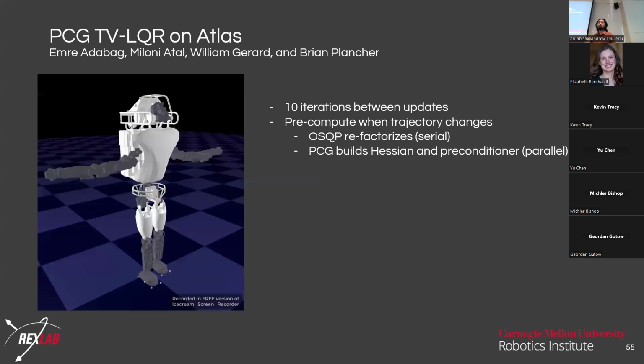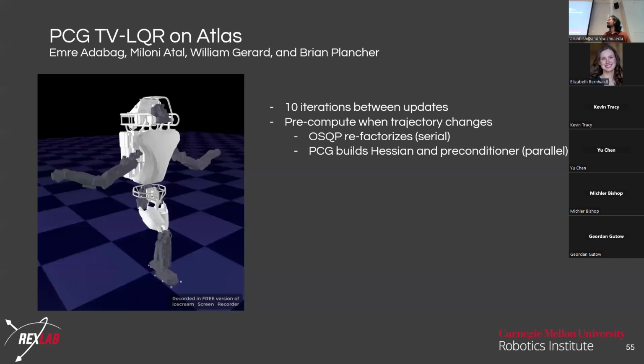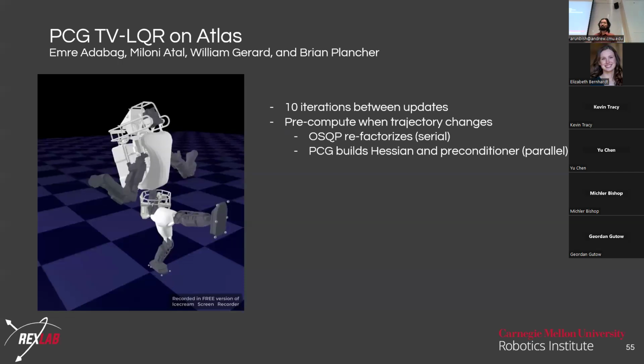But we ended up working with people from Brian Plancher's group, Emre Atabag and Maloney et al., on extending a work they did called MPC GPU with William Gerard, which pretty much built a very dialed PCG, preconditioned conjugate gradient solver that used a symmetric stair preconditioner, took advantage of the sparsity, and did a ton of very fancy things with custom CUDA kernels to really try to dial CG in. And to test this out, we pretty much did a Karate Kid kick on Atlas. So this fun maneuver that we knew would hit the dynamics constraints.